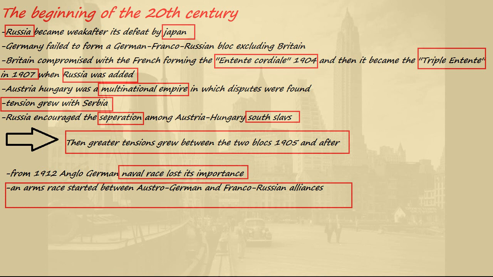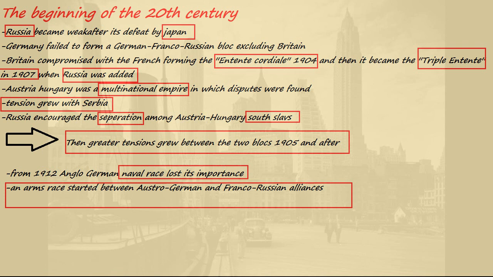There were Serbian nationalists. It's very important. So Austria-Hungary here was suffering from these disputes, and Russia on one side was trying to help Serbia, and Serbia was trying to help those southern Slavs break off from the Austria-Hungary Empire, in order to make another unification of all the Slavs. So it was kind of messy. Then greater tensions grew between the two blocks. When I say two blocks, it's the alliances.